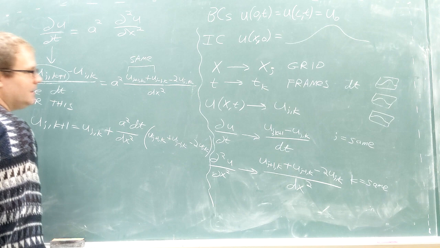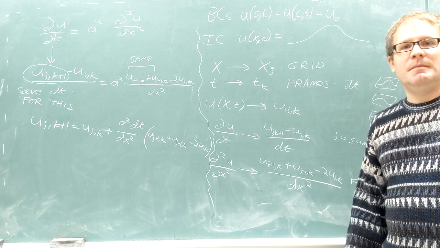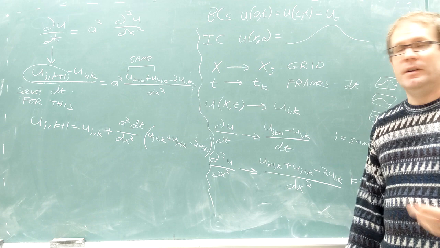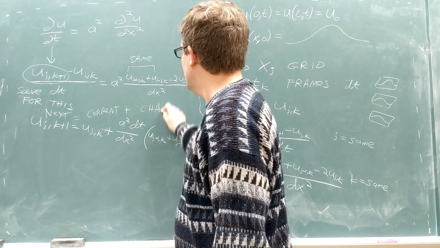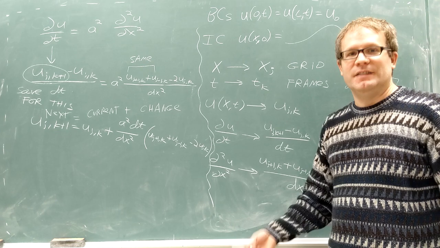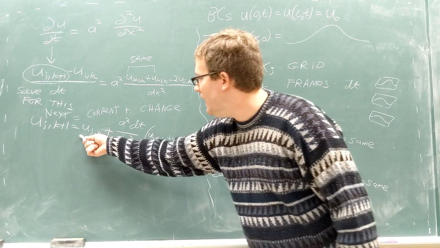And this is exactly the same type of approximation that you see when you do numerical integration or when you solve an ordinary differential equation, right? You have the next value equals the current value plus some amount that it changes by, right? That's been true since ninth grade. Whenever you first saw delta x over delta t, this has been true, that the next value equals the current value plus the change. Here's the current value, here's the change in the value of u.